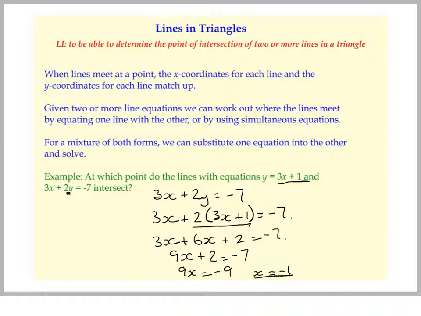And if that's true, we can substitute that value back in there. So y equals 3x plus 1. That's 3 times minus 1 plus 1, which is minus 2. So the point of intersection is at (minus 1, minus 2).